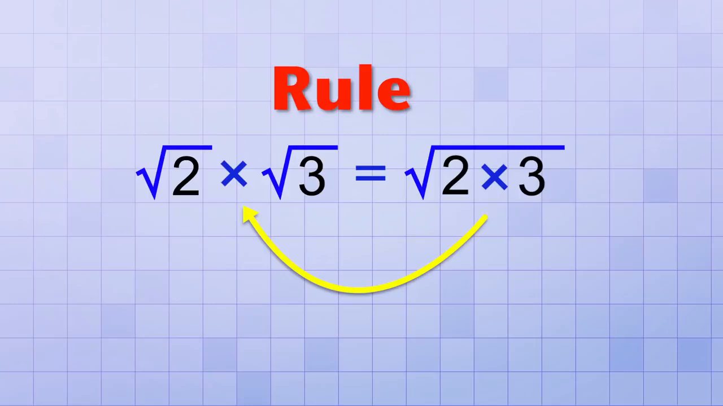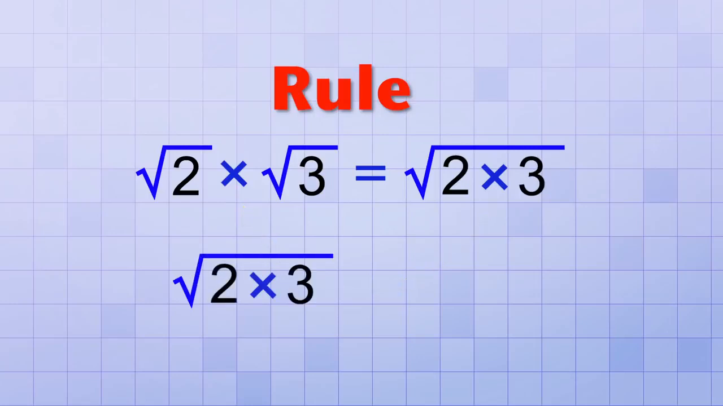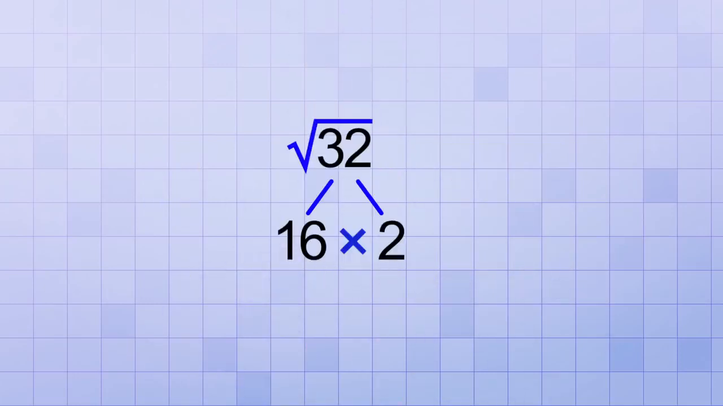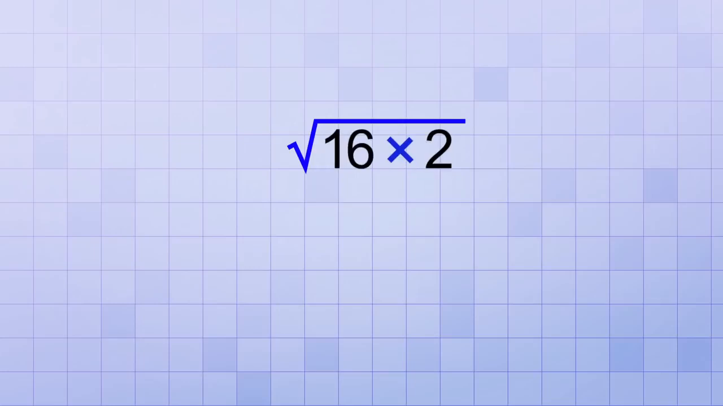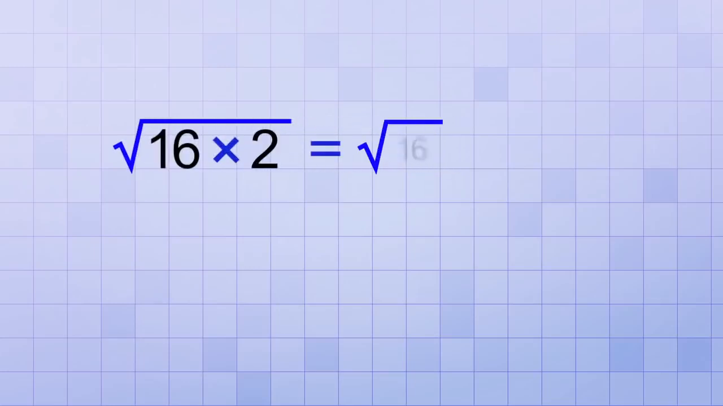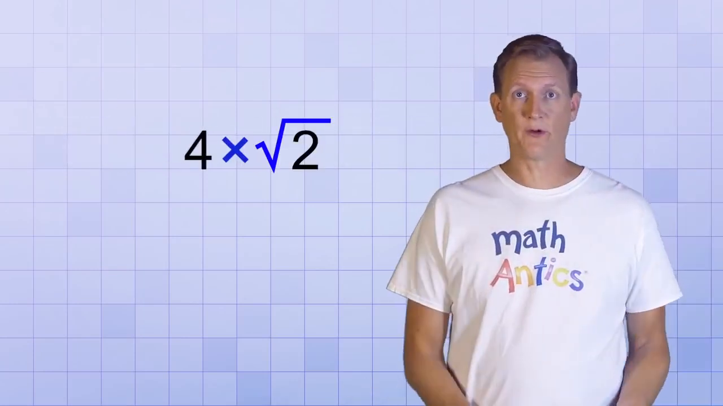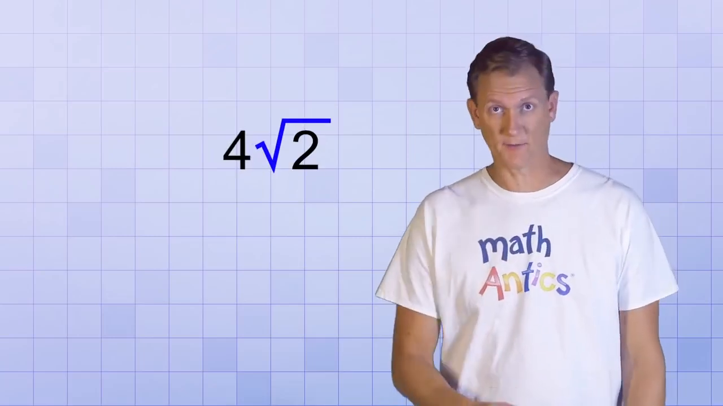And you can go the other way too and uncombine them. So if you start with the square root of 2 times 3, you could change it to the square root of 2 times the square root of 3. We can use that rule to our advantage in our current problem, because we just figured out that the square root of 32 is the same as the square root of 16 times 2, which means we could rewrite it as the square root of 16 times the square root of 2. And as we already know, the square root of 16 can be simplified to just 4. So that gives us 4 times the square root of 2, or just 4 root 2 as a simplified version.